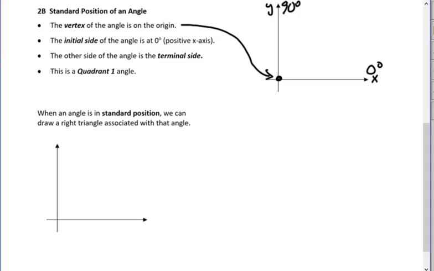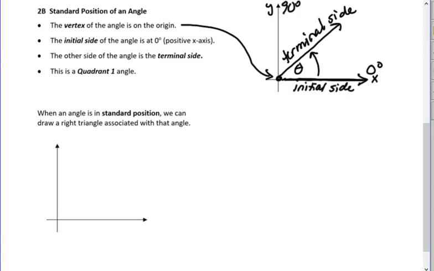Then one side of the angle, called the initial side, always goes at 0 degrees. So the initial side goes on the positive x-axis, which represents 0 degrees. Then the other side of the angle just goes somewhere else, and we call this the terminal side of the angle. We usually use some sort of Greek letter to represent an angle, theta, for example, and draw an arrow to show which direction the angle is rotating. So it's going from 0 and then towards 90 degrees. This is a quadrant 1 angle.